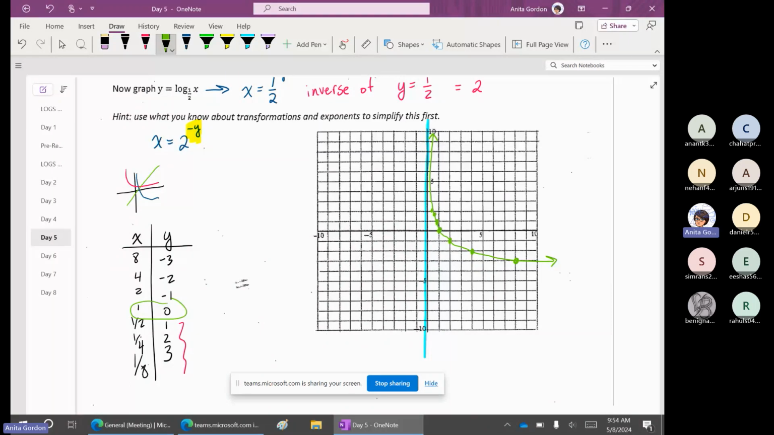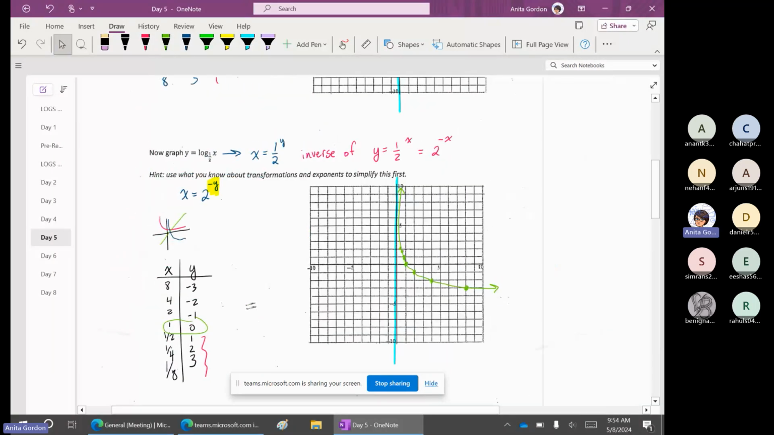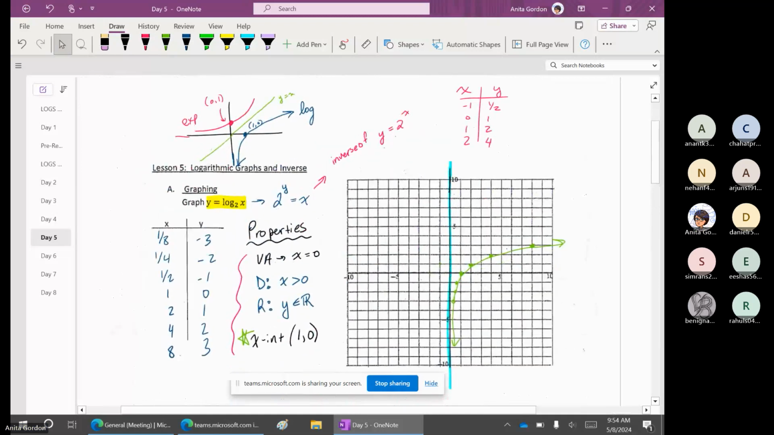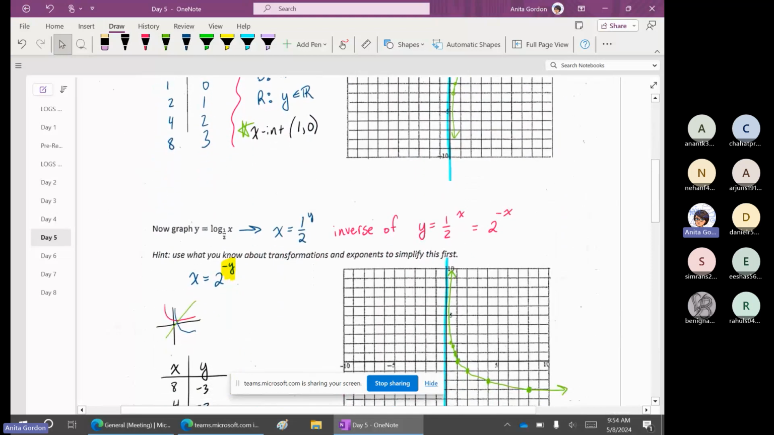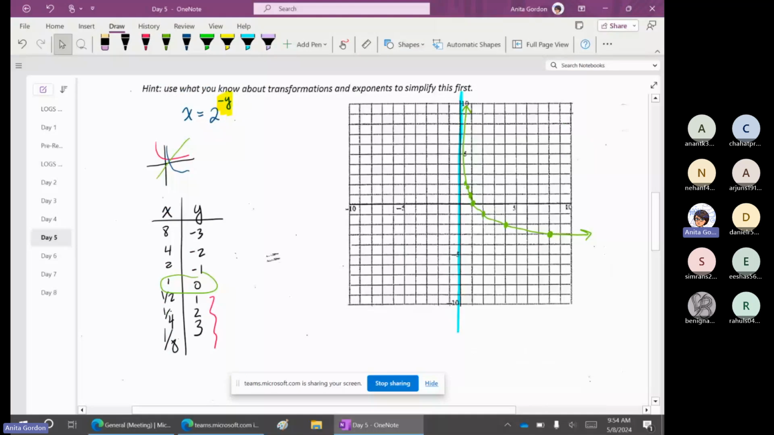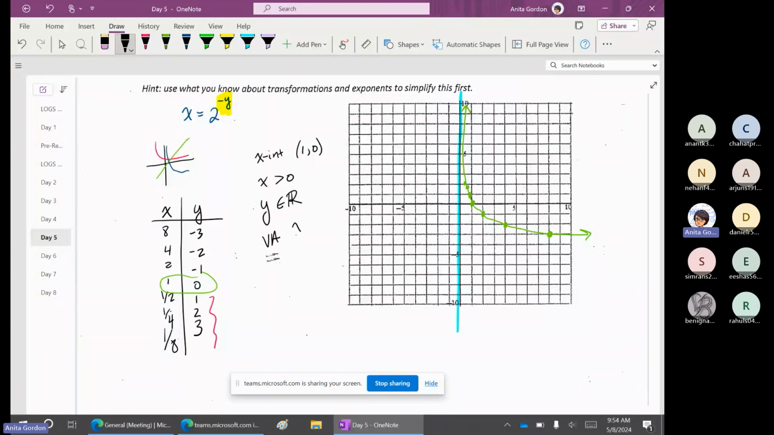Okay, so this is the inverse of a decay graph, and this is an inverse of a growth graph. All of them have the same features in terms of logarithmic graphs. It still has an x-intercept at (1, 0). X must be a positive number. Y can be all reals. And we have a VA, a vertical asymptote, at x equals 0.